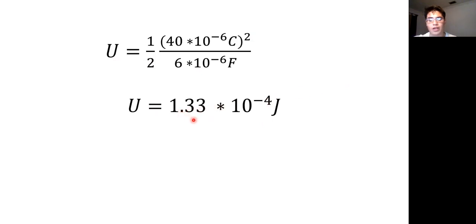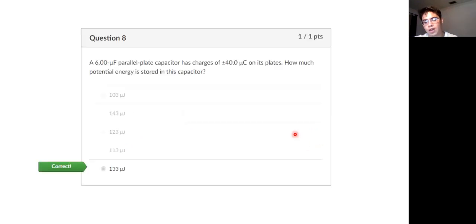If we move the decimal to the right, we'll need to decrease the exponent to 10 to the negative 6, which is just microjoules. So the potential energy stored is 133 microjoules. And we look at what our answer choices are, and that is the right answer, 133 microjoules. And that is how we figured out what the potential energy stored on the capacitor is.